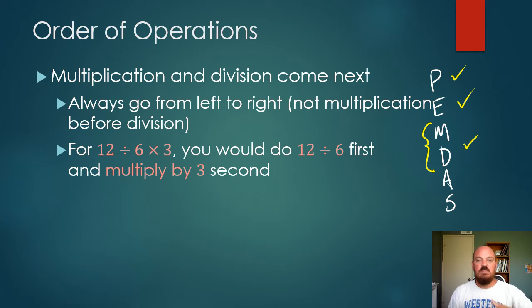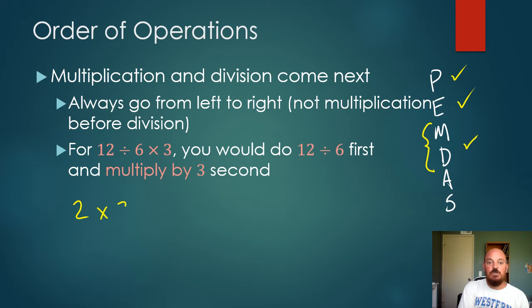So here's an example of that. If I ask you to do 12 divided by 6 times 3, this is one of the cases where you do just go from left to right. You do the 12 divided by 6 first, and then whatever you get, you multiply that by 3. So the correct way to do this question would be 12 divided by 6 is 2.